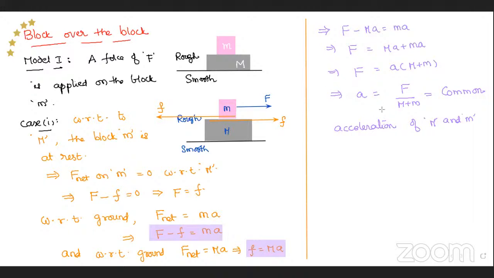Okay, this is case 1. What I got here? Better I select another color. Yes, this is better. a is equal to F by M plus m. Keep it in mind, capital M plus small m, not F minus f.